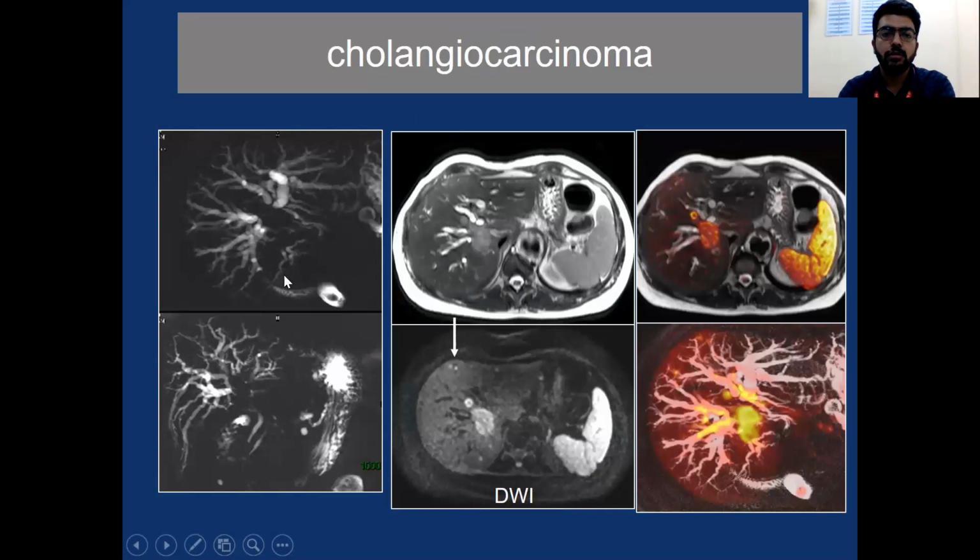Cholangiocarcinoma or Klatskin's tumors. There is a perihilar cholangiocarcinoma, infiltrative type. This is the diffusion weighted, T2 weighted. This is the fusion that we can have.